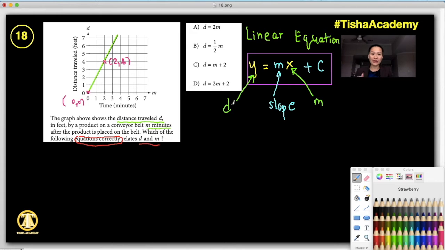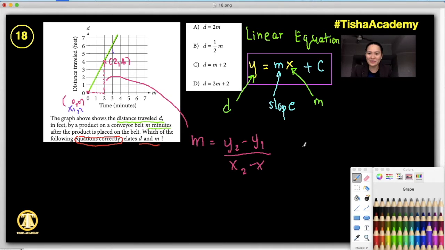Okay, what else would I like to know? I'm going to find m. Slope, I would like to find slope here. And I know the distance between here and here. Do you remember how to find m? Slope equals y2 minus y1 divided by x2 minus x1. Okay, look at this one. This point is x1, y1 here. And this one could be x2, y2.